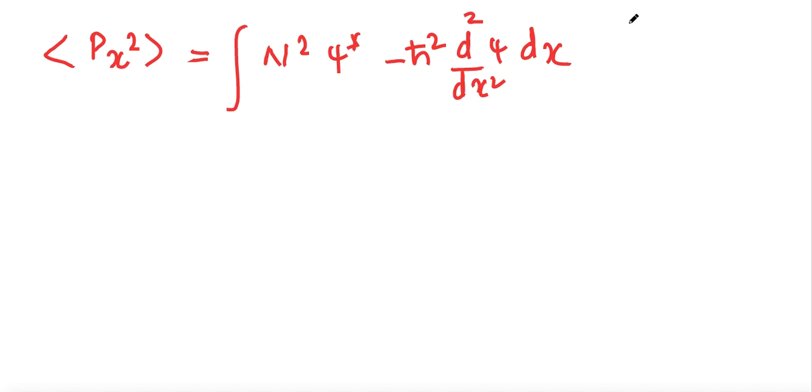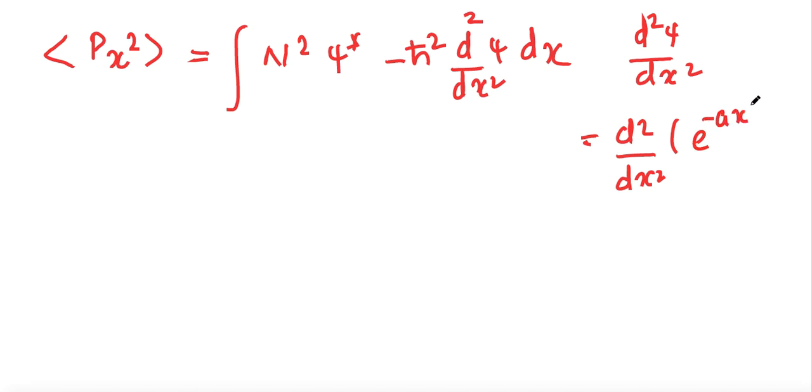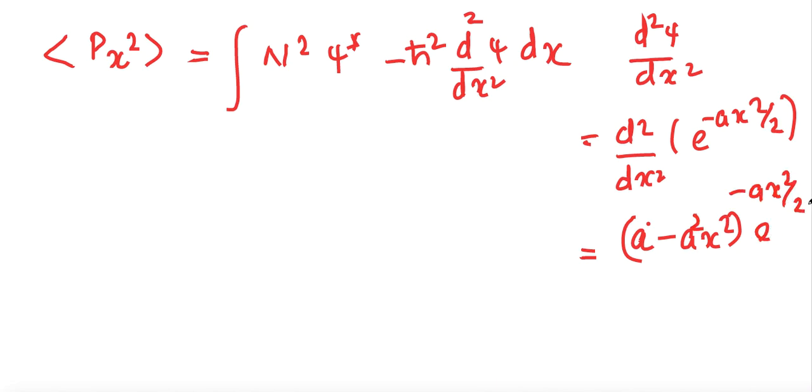I will calculate it here. d square psi by dx square is equal to d square by dx square of e raised to minus ax square by 2. So this we can calculate and you will get the expression as a minus a square x square into e raised to minus ax square by 2. So substitute these values here.